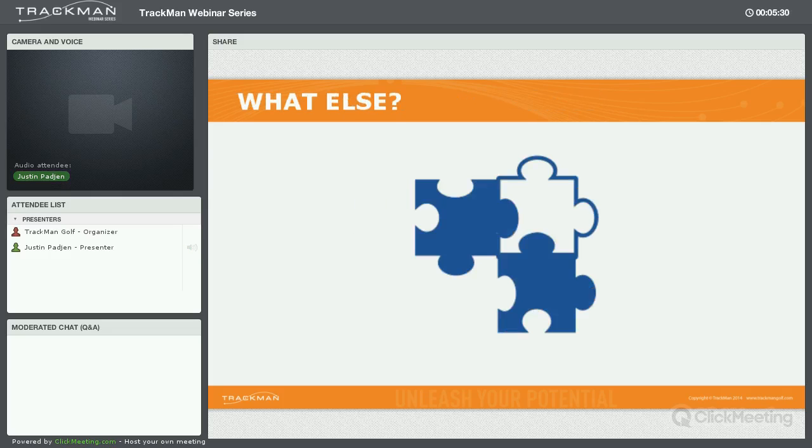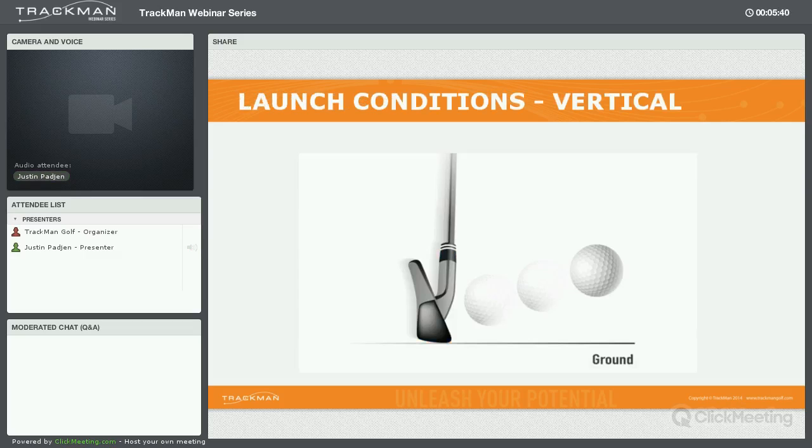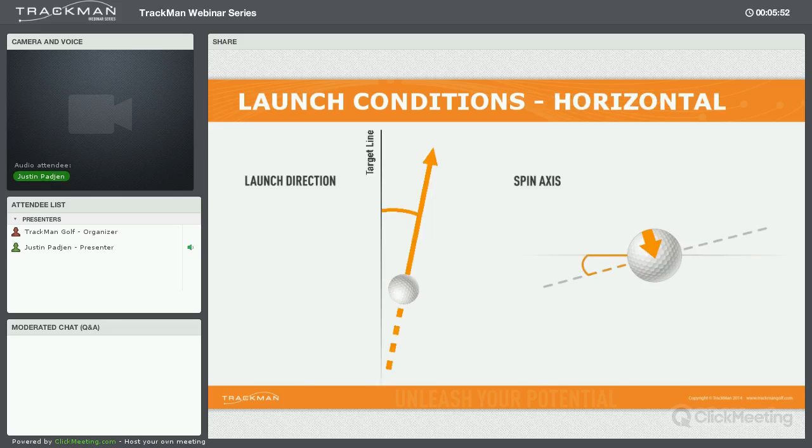So what else do we need to know? We've looked at the weather conditions, and we've looked at the aerodynamic properties of the golf ball. But what else do we need to know in order to create a ball flight? Well, we need to look at the launch conditions. We need to know the ball speed, the launch angle, and the spin rate. And then also, from a horizontal standpoint, we need to know the launch direction and the spin axis.